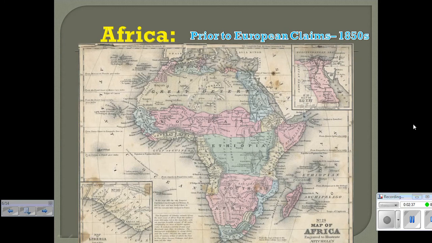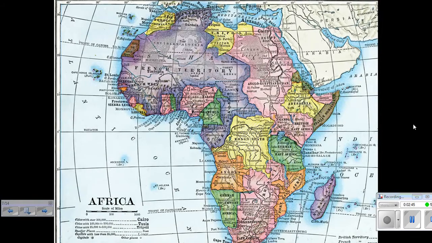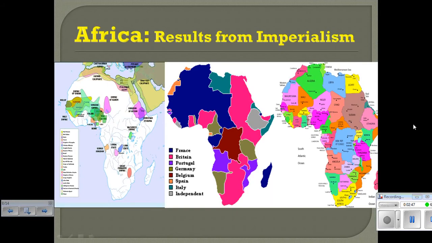You can start to see where Europeans start laying claims to Africa. The different colors are regions that are owned by different European countries. And this map right here is what I really wanted to show you. You notice how the middle map shows the different countries that take over parts of Africa, and that will eventually lead to why the African countries look the way they do today.